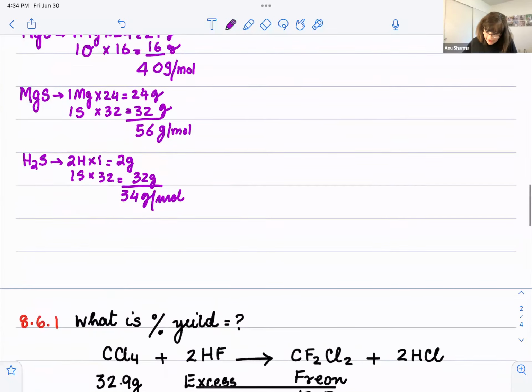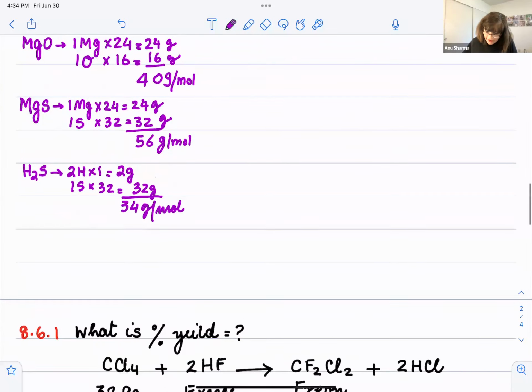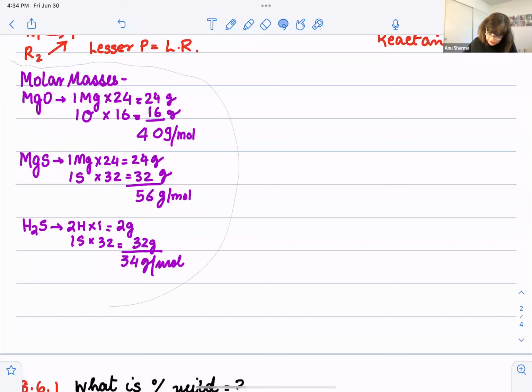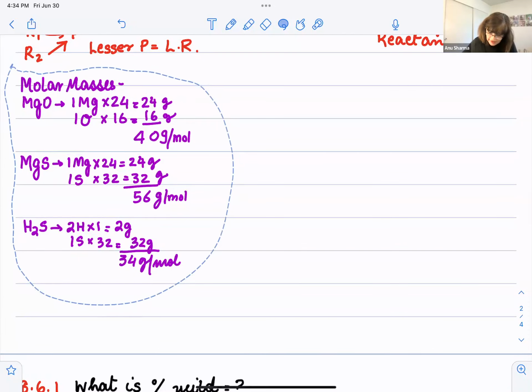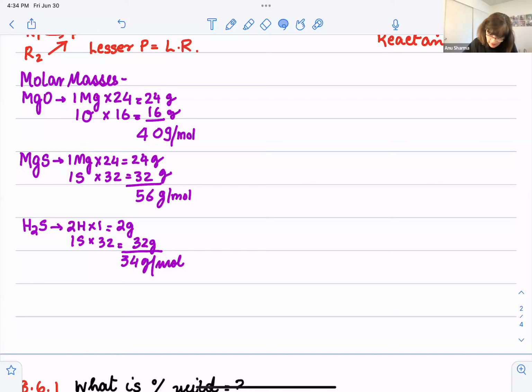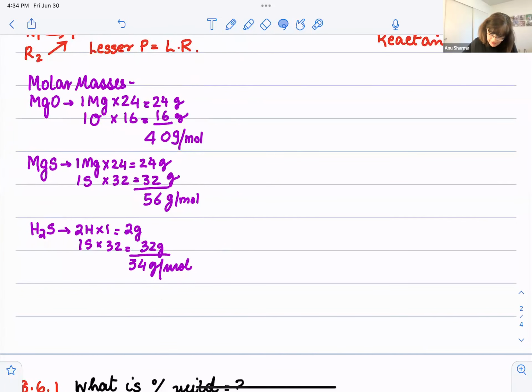All right, now we have all these molar masses on one side, which is a good thing. Now we are going to just put them on a side and we're going to just apply them. We will just apply these in the scheme.